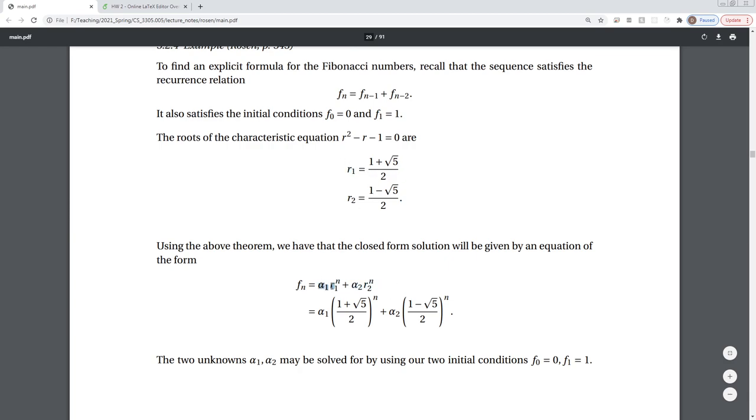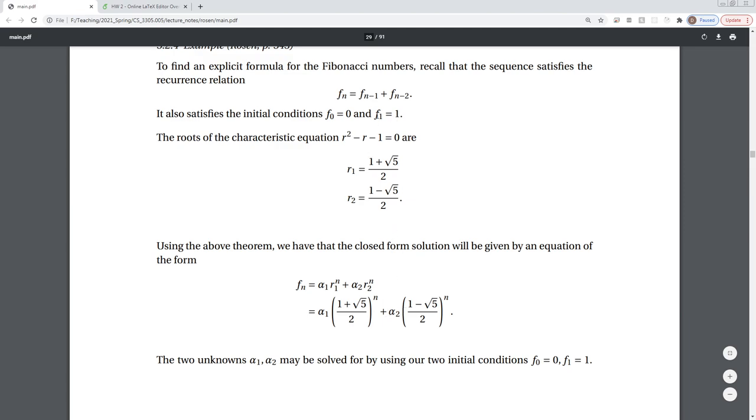and we know that the solution is something like this, where these are the roots. So now we substitute that in, and then we solve to figure out what these constants are by using the initial conditions, right? So when n is 0, we know that this sums to 0. And so we have alpha 1 times 1 plus alpha 2 times 1 is equal to 0. So we know that alpha 1 is the negation of alpha 2.